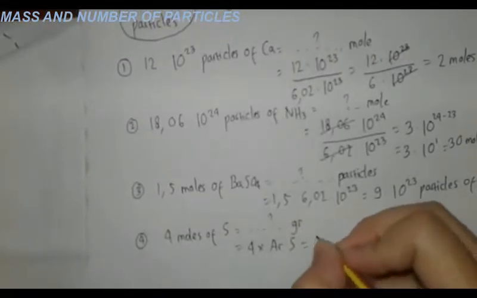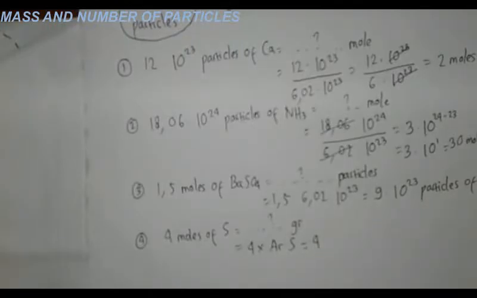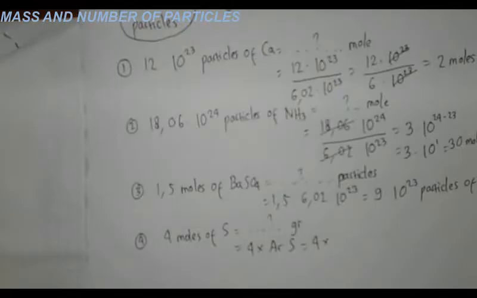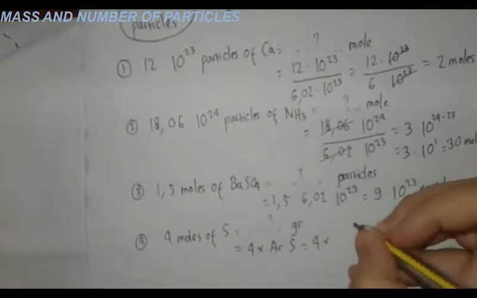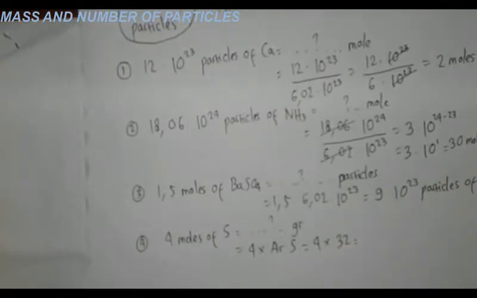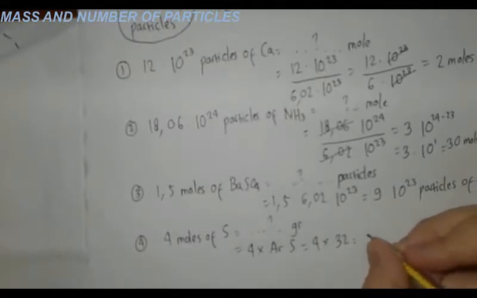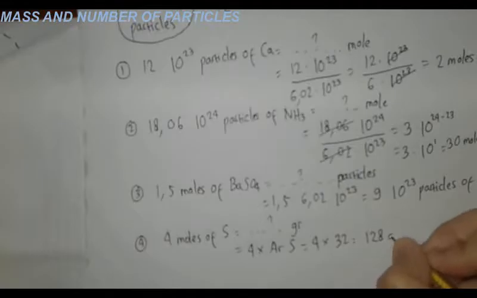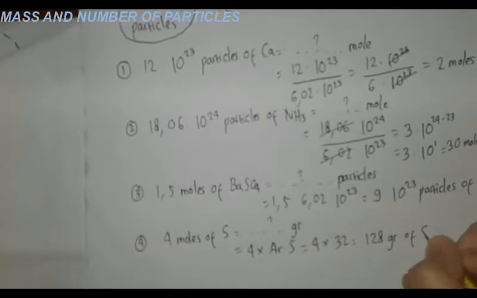Now you have to know the atomic relative mass of sulfur. If you don't know, then you have to check your periodic table. The mass number of sulfur is the atomic relative mass of sulfur. So the atomic relative mass of sulfur is 32. So 4 multiplied by 32 is 128 grams of sulfur.